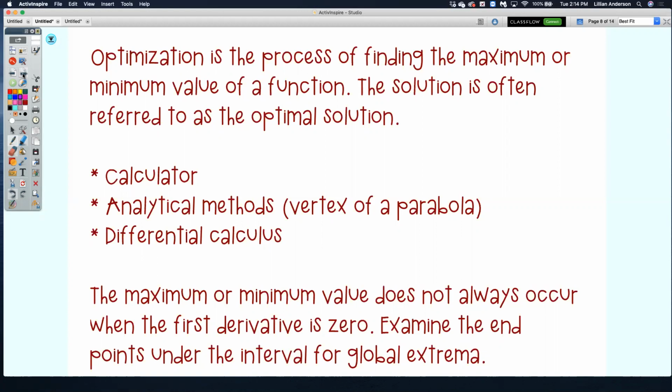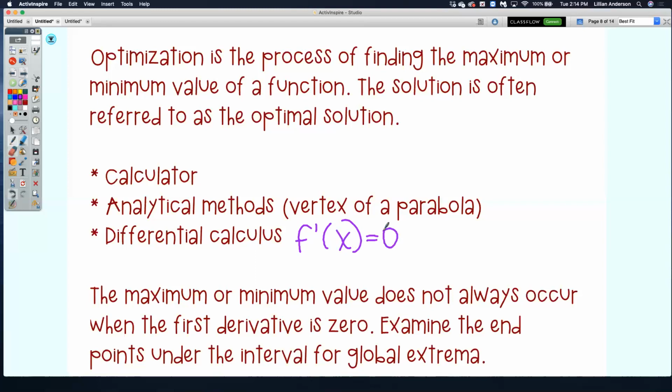Analytical methods, depending on the function. If it happens to be a quadratic, remember, we spent a little part of a unit on quadratics finding the vertex. Things like finding the vertex of a parabola or doing other things to find maximums and minimums. And of course, the last way is through differential calculus, which we will concentrate on today. Remember, to find maximums and minimums, we set the first derivative equal to 0. That's how we go about finding maximums and minimums using the derivative.